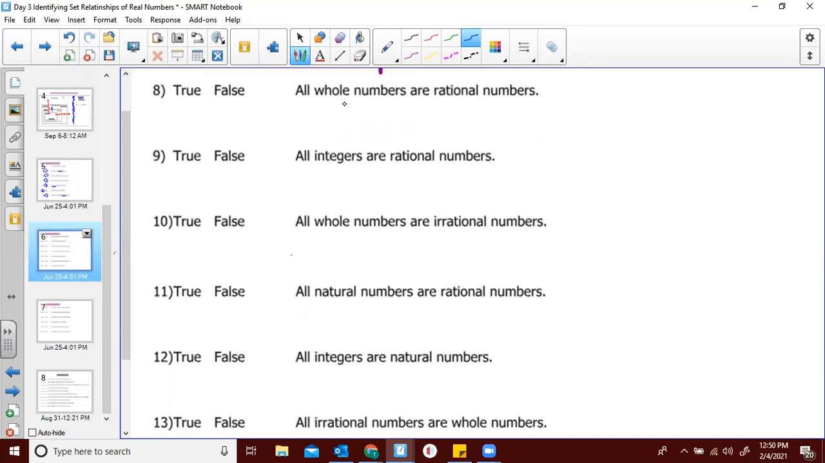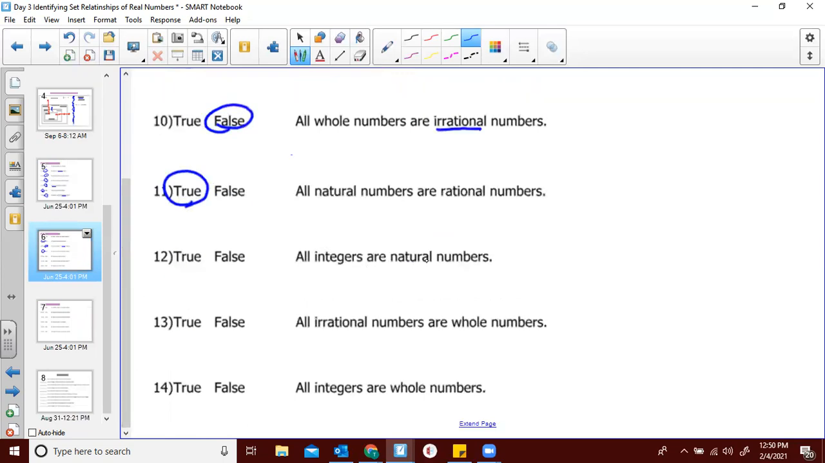So all whole numbers are rational. Whole numbers going to rational will be true. All integers are rational. That will be true. All whole numbers are irrational. Here we have irrational. That's false. All natural numbers are rational numbers. That will be true. All integers are natural numbers. Integers are not natural numbers. All irrational numbers are whole numbers. False. And all integers are whole numbers. And that's going to be false as well.